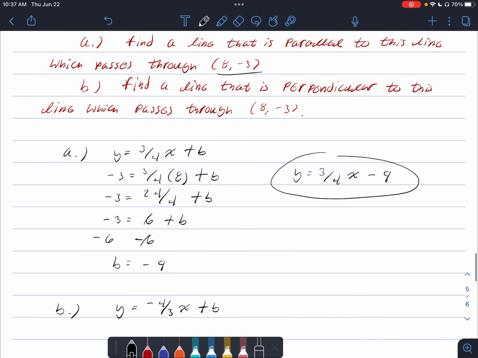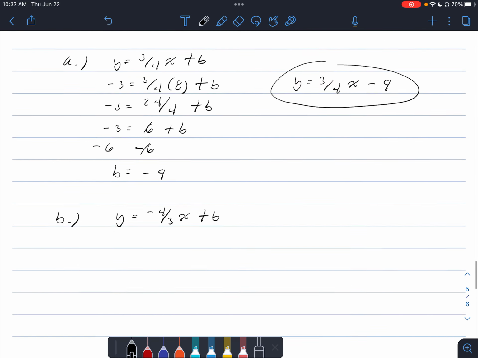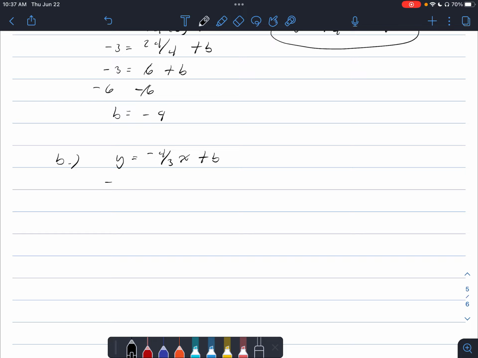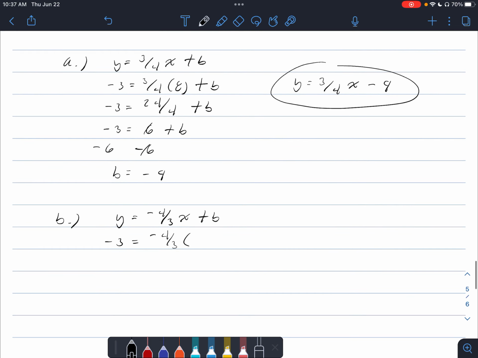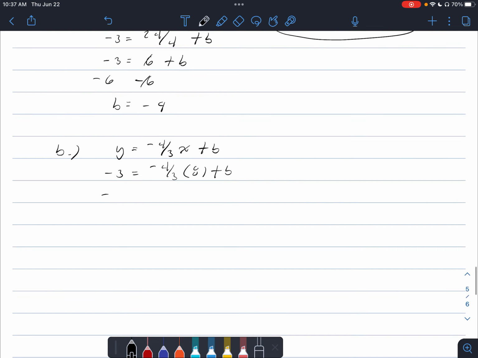And we don't know what b is, but we know that it passes through, again, the point 8, negative 3. So we can use this to solve for b. So we have negative 3 is equal to negative 4/3 times 8 plus b. So we have negative 3 is equal to negative 32 over 3 plus b.